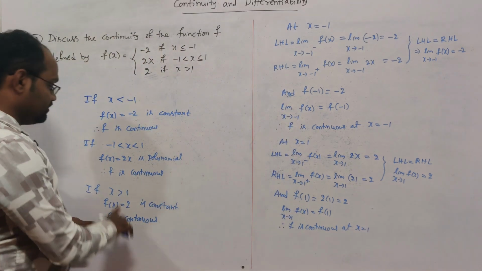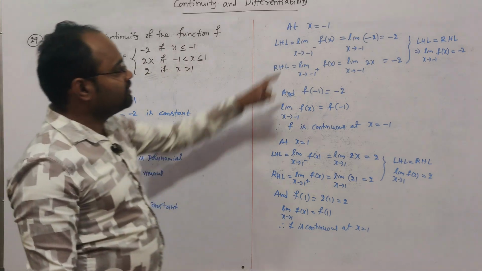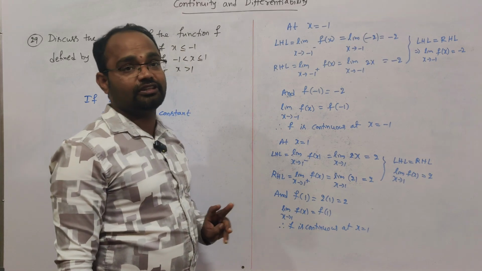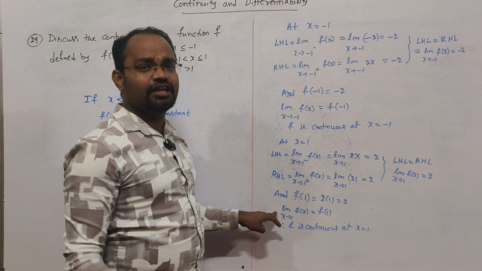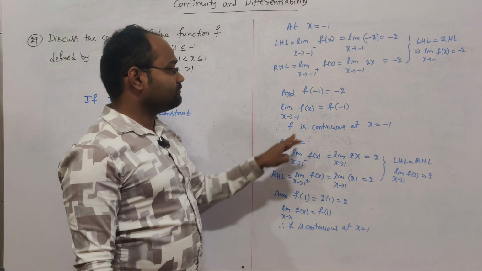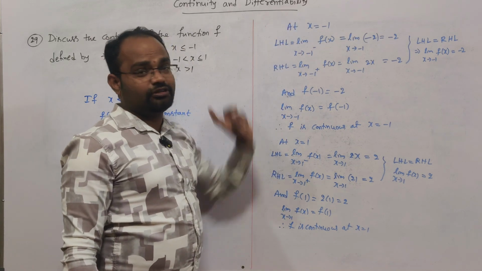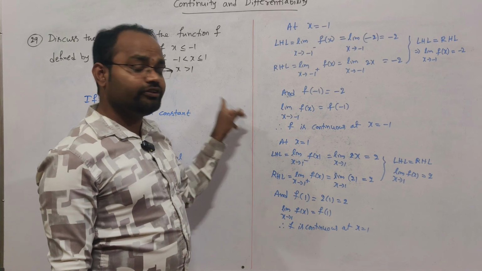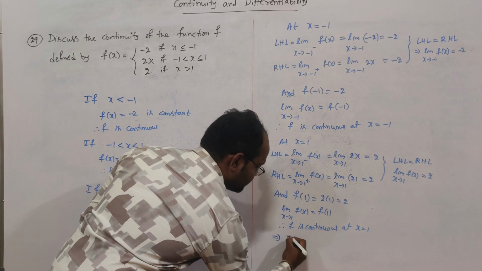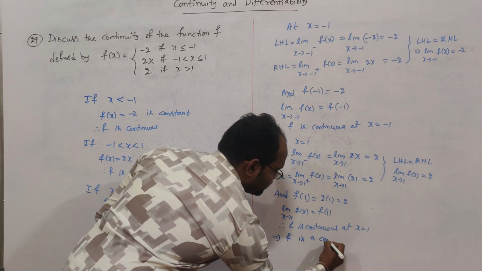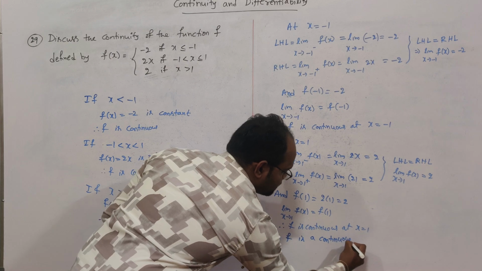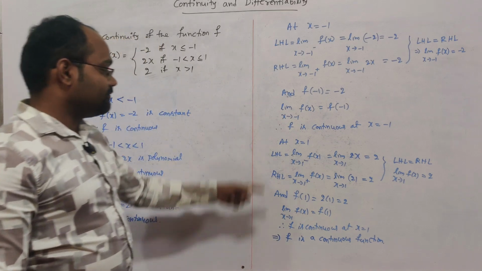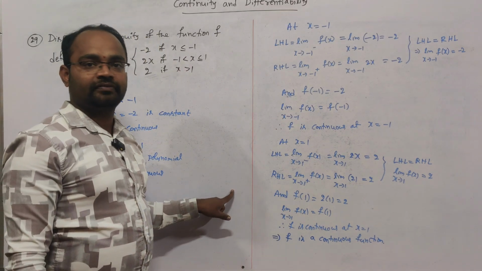So that means for all these regions it is continuous, and in these 2 points also it is continuous. These two were the only chances of discontinuity. But at these two points also it is continuous, so there is no point of discontinuity at all. Then this is a continuous function. So this implies what? f is a continuous function. So there is no point of discontinuity, therefore it is a continuous function, right?